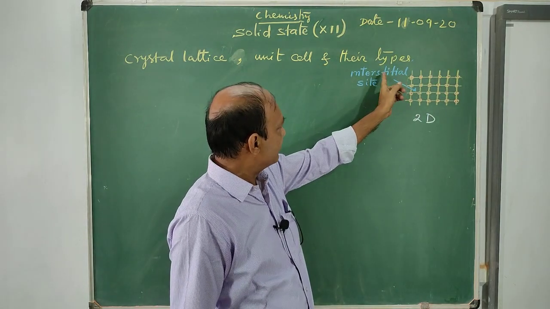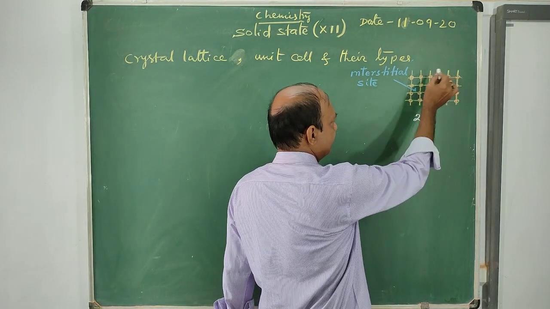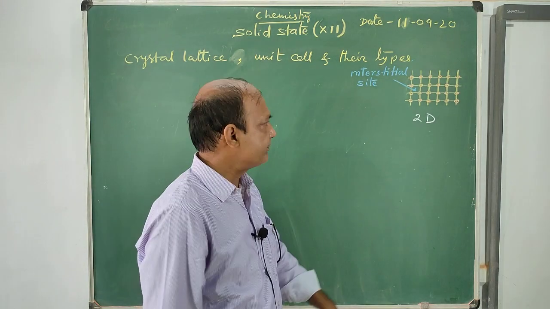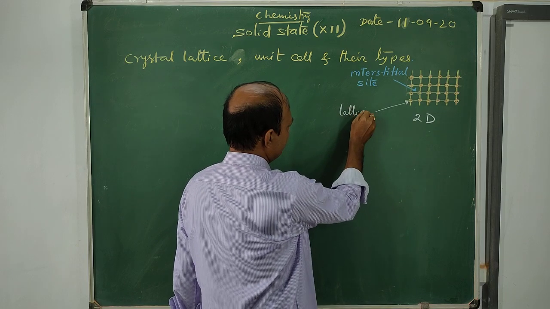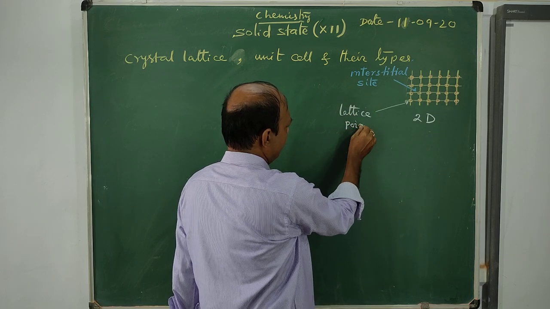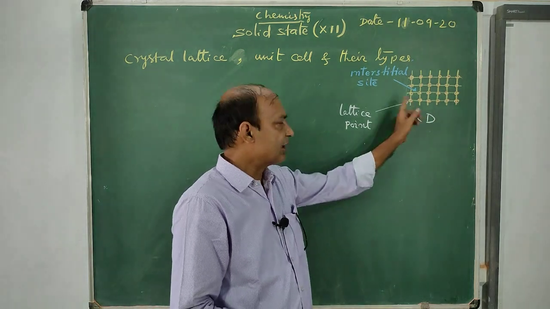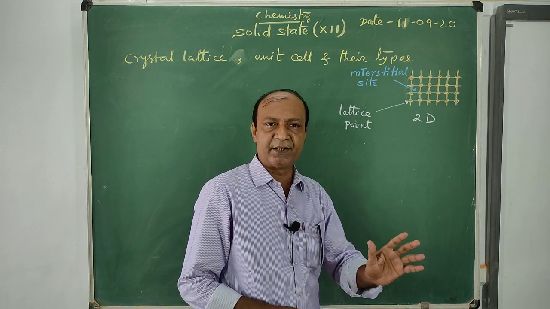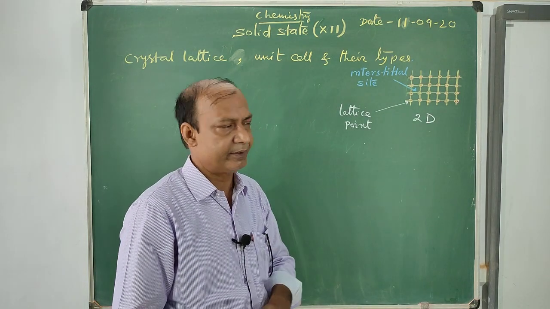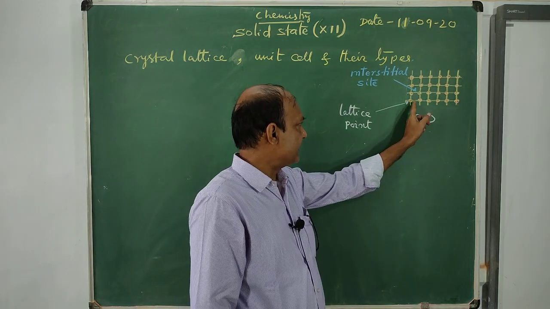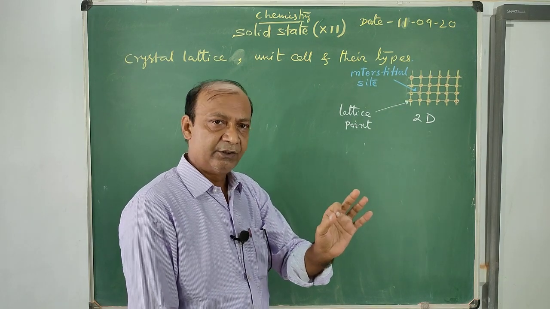Now see, in the crystal lattice, there are some points. These points are known as lattice points. Lattice point actually means a constituent particle of the solid, the crystalline solid. Now, whatever we are telling about crystalline solids, remember it. So, each and every lattice point means this is a constituent particle of the solid.